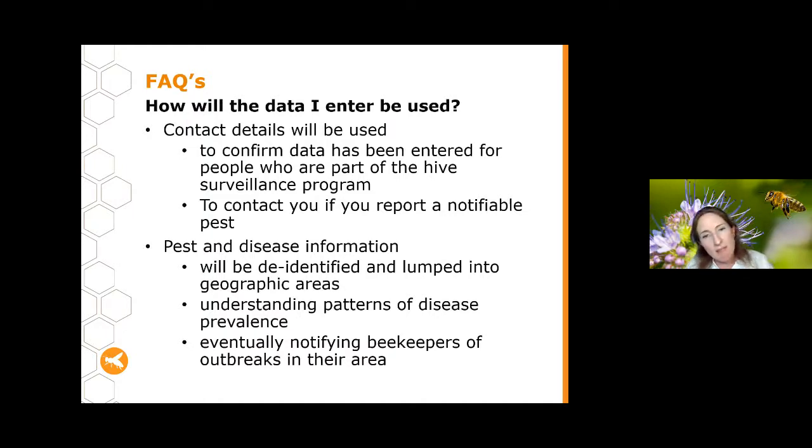Our pest and disease information is going to be de-identified, so people don't know which bit is attached to which person, and lumped into geographic areas, just to give us some idea in those local areas about the patterns of disease prevalence. We want to know, month to month, when we're seeing different diseases pop up in different areas. And hopefully, once we've got enough of it, we can get some really good data to notify beekeepers not only of those overall patterns of disease prevalence and what they should be looking for at different times of the year or after different weather events, but also of outbreaks in their local area so that they know to go and check their bees.